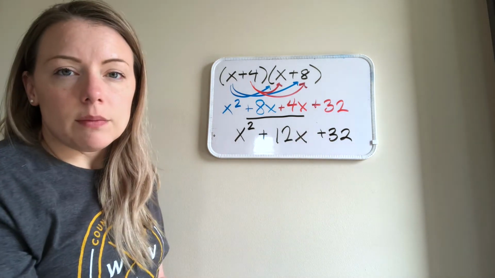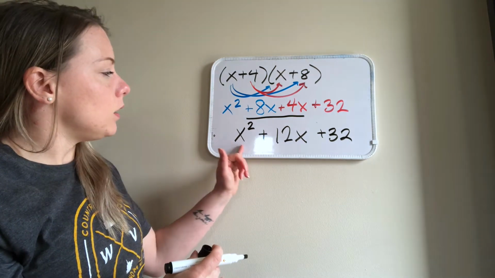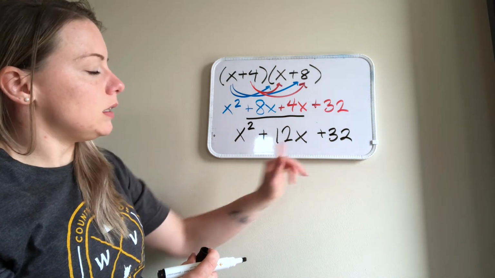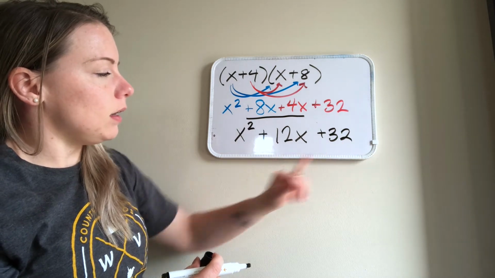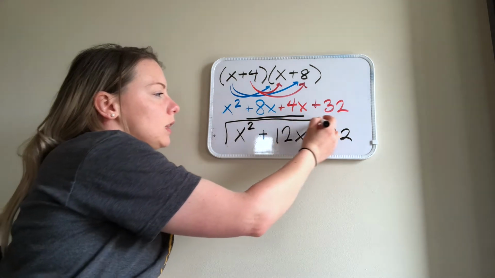The very last thing that we want to do is make sure you always have this in standard form, which means that your exponents or your degrees are descending. So this is already in standard form, so we don't have to switch anything around.